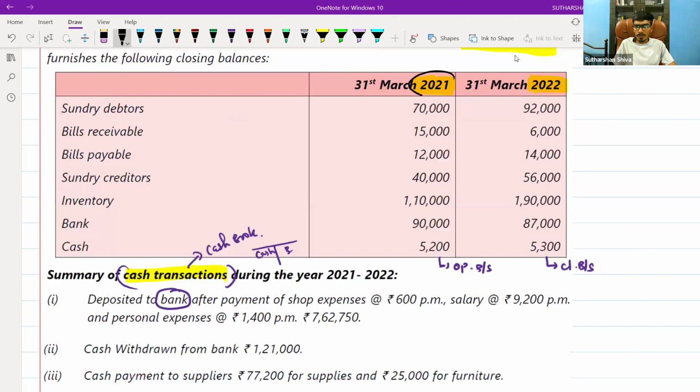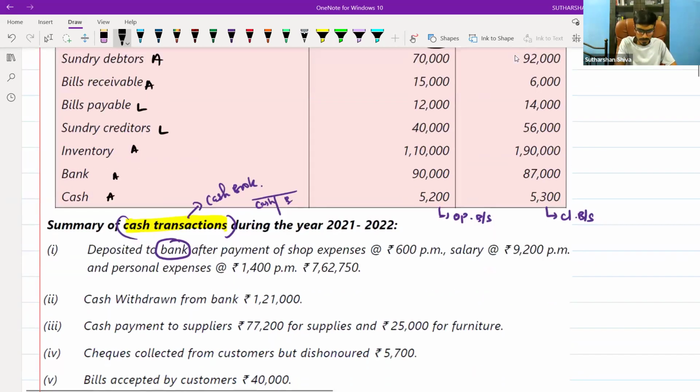What are all the opening balances given? Take your question paper or your book in the left hand side. Take your notebooks on the right hand side. Take a calculator on the left hand side. Whatever is given in the opening balance, classify them into assets and liabilities. Sundry debtors is an asset, bills receivable is an asset. Simply post them in the opening balance sheet.